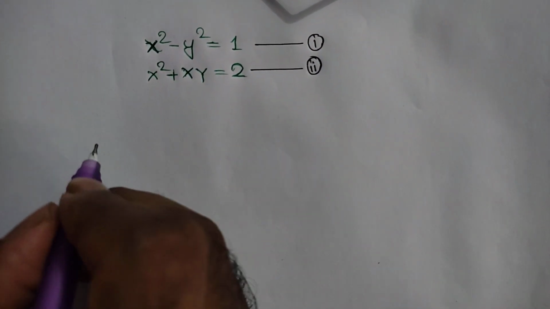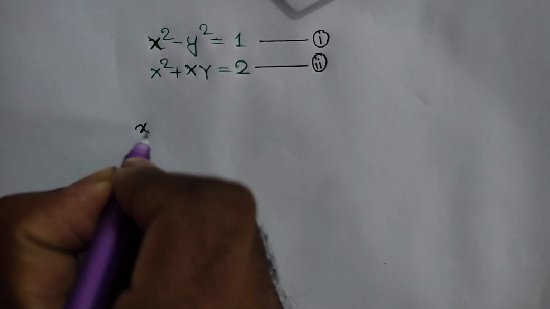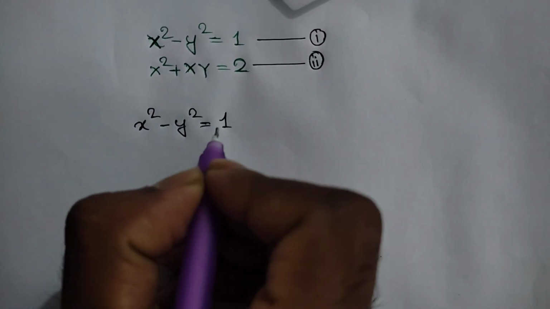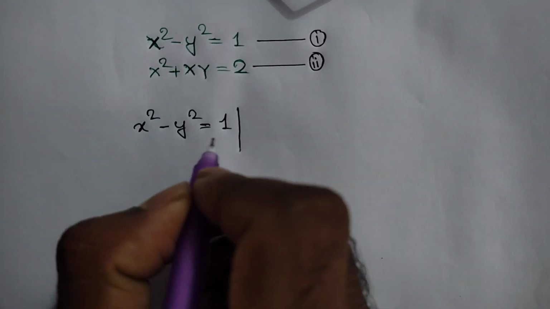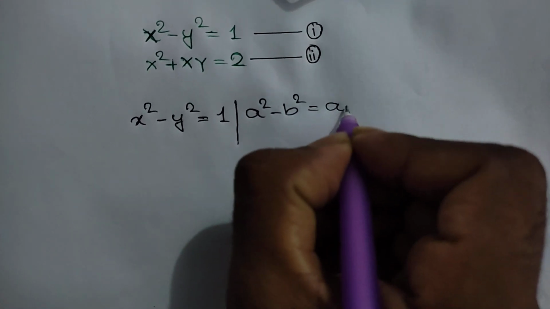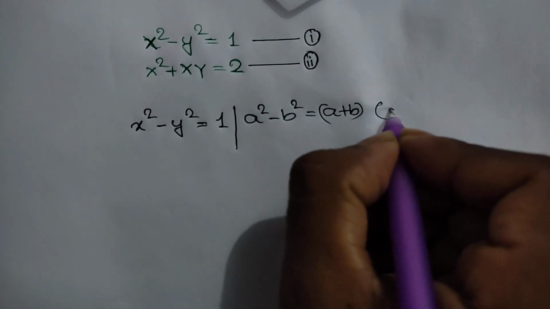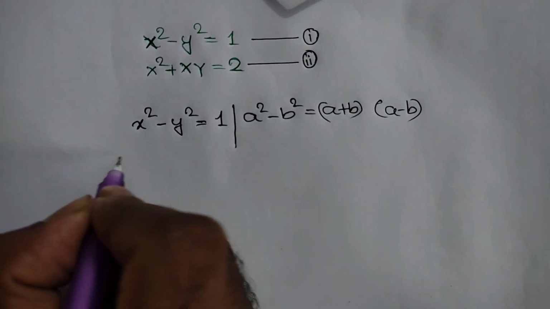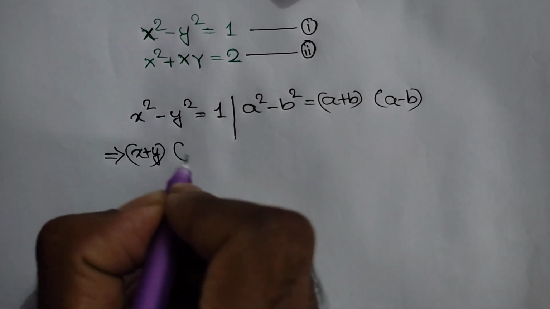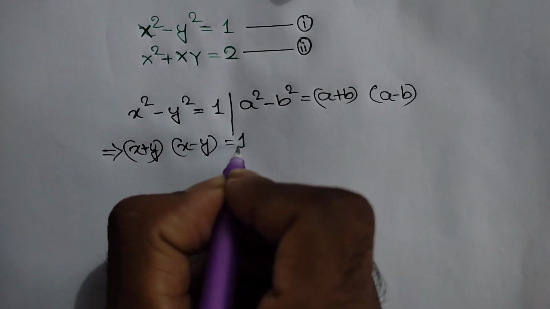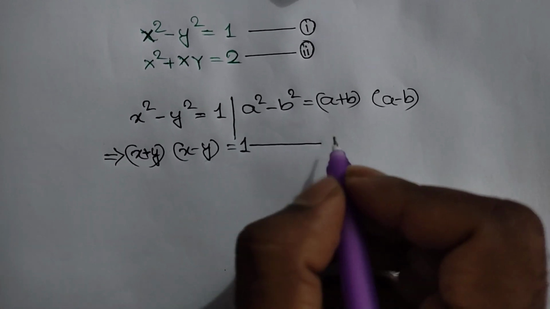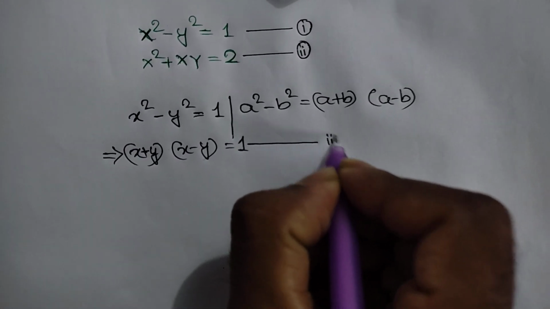Now from equation 1 we can write x squared minus y squared is equal to 1. Here we can apply this algebra rule: a squared minus b squared is equal to a plus b times a minus b. Applying this rule here, we can write x plus y times x minus y is equal to 1. Let's call it equation number 3.